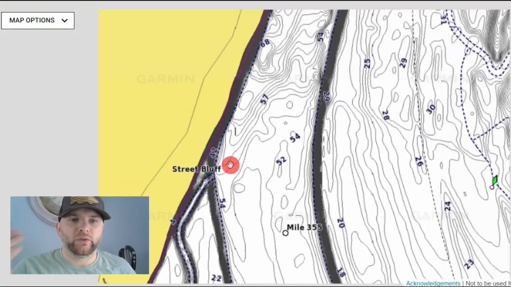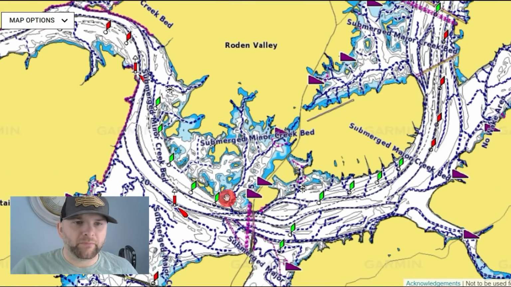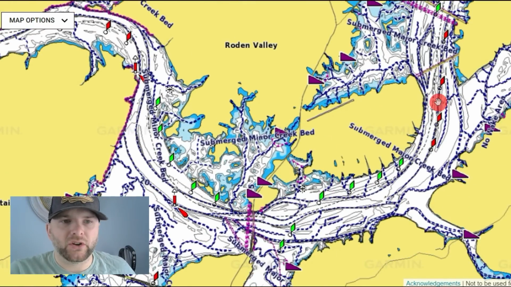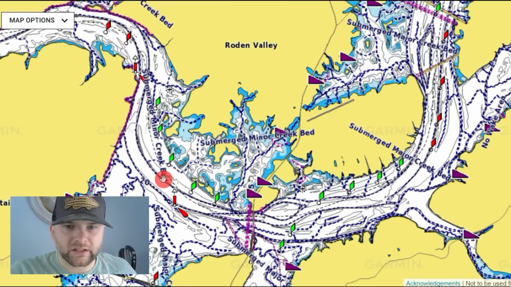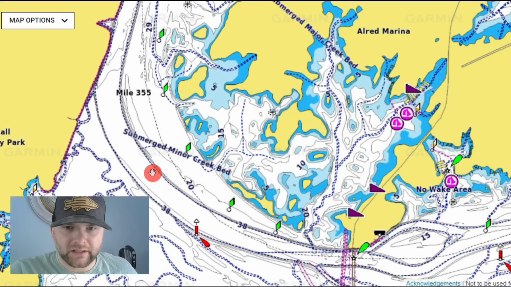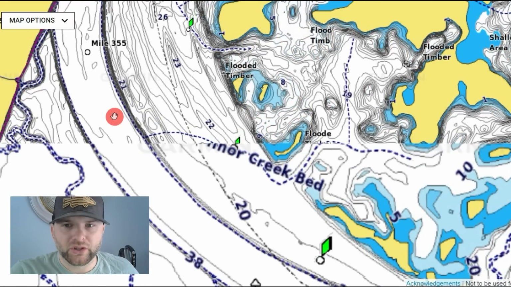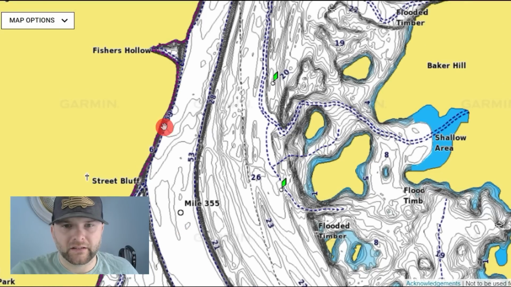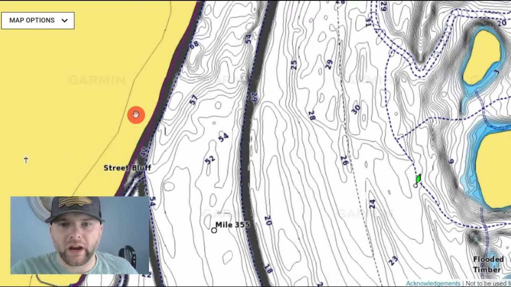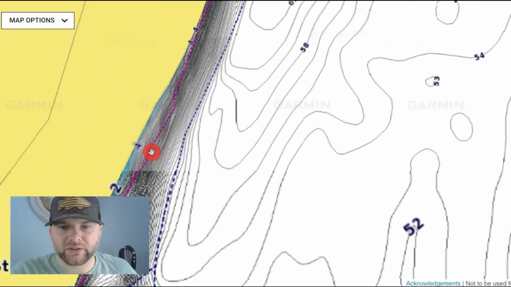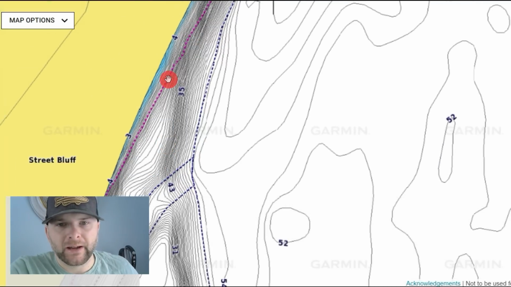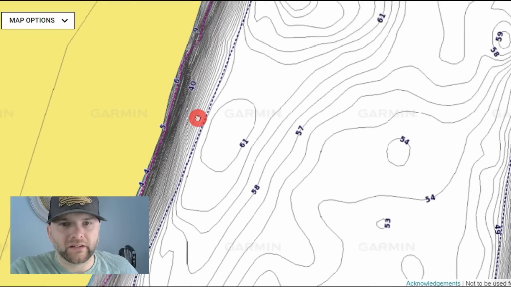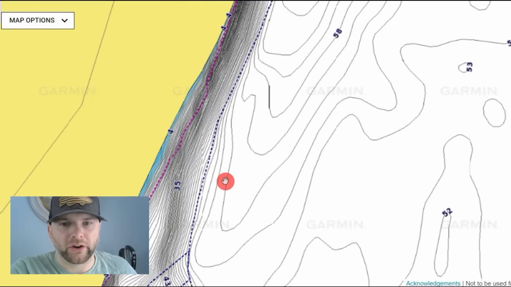So if we take a look here on Guntersville, it's a little bit harder than some of those other maps that I showed you, but you have your main channel, which is illustrated here with some of these blue lines, and then it pushes right up against this bank right here, and it even says Street Bluff. As you guys can tell, those contour lines are very, very close together. It falls off into really, really deep water, 40 plus foot of water right off of the bank.